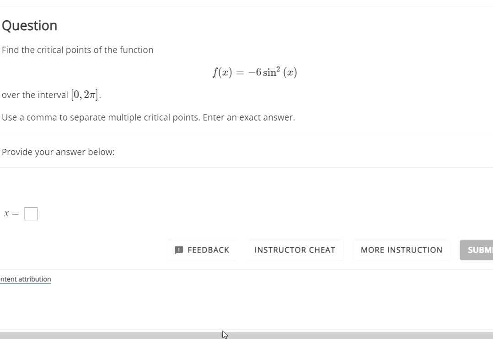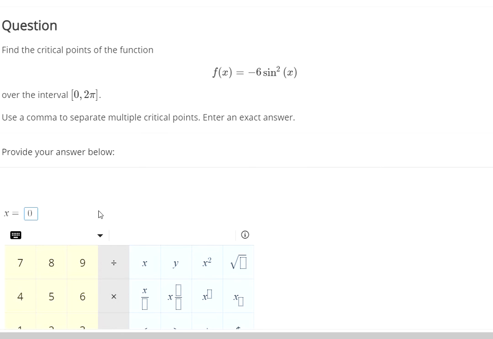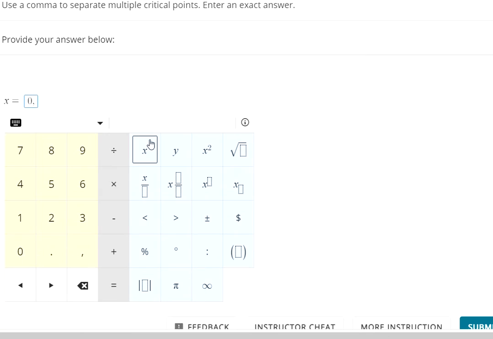So 0, I can remember that. 0, comma, no, they won't let me type in pi. Pi over 2, pi, 3 pi, oops, comma, 3 pi over 2, comma, 2 pi. Okay, I think I get everything.